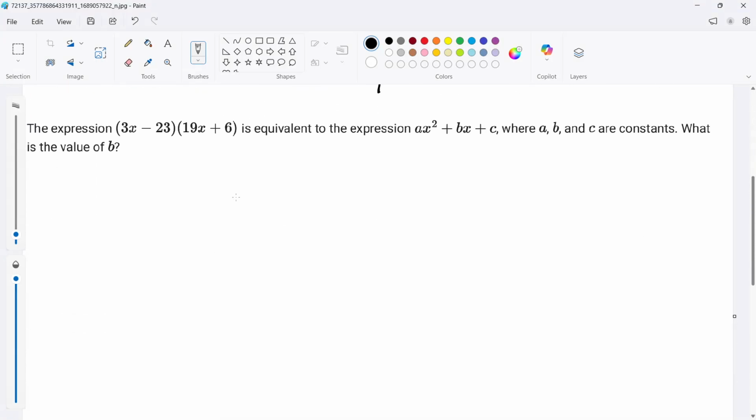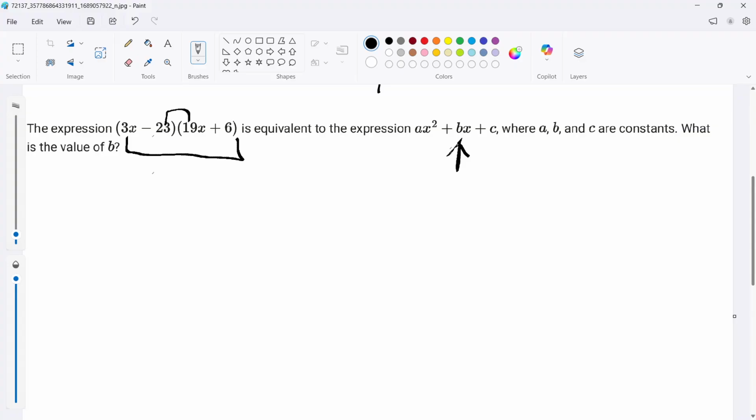Okay, here's another. Are these hard? Yeah, these are hard from the question bank, Math Advanced Math equivalent expressions. So here's an expression, 3x minus 23 times 19x plus 6 is equivalent to ax squared plus bx plus c, where a, b, and c are constants. What is the value of b? B is whatever is in front of the x. And what's going to get you in front of the x? The outside times outside and the inside times inside.